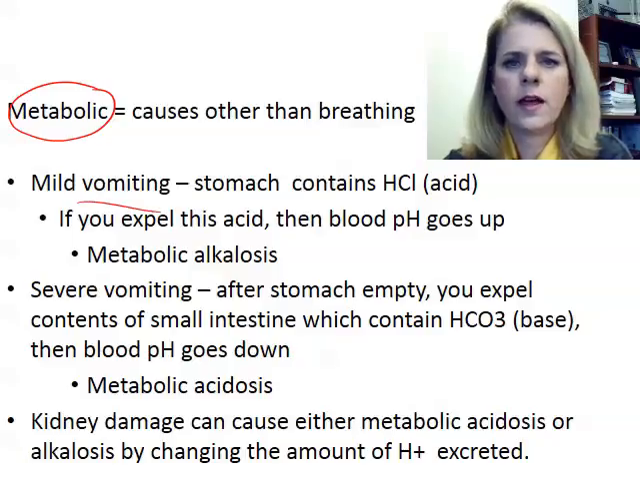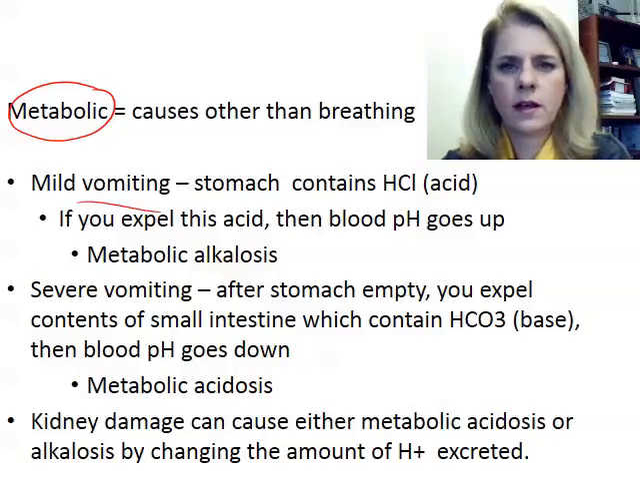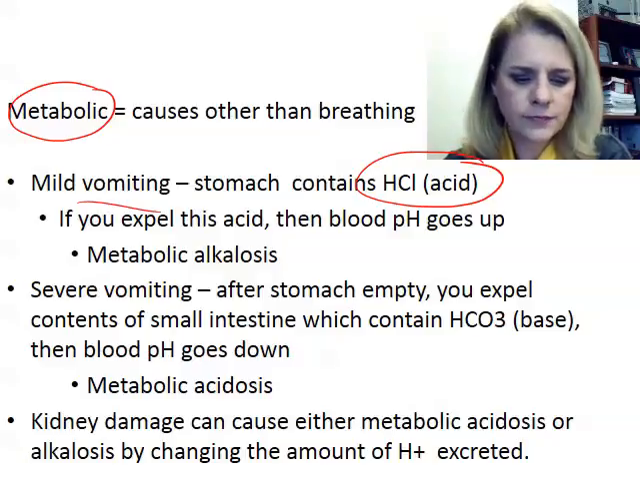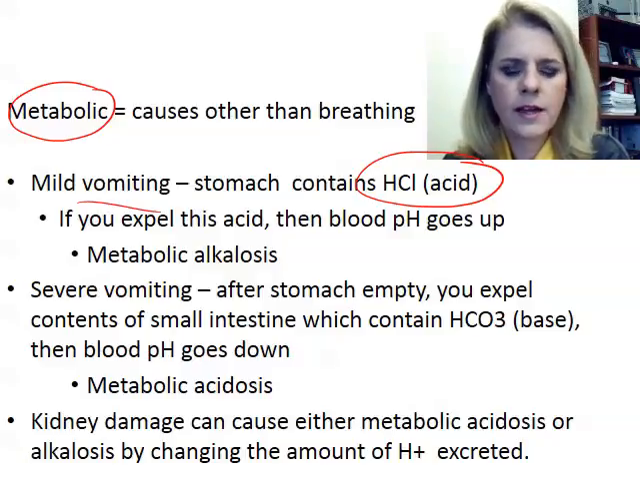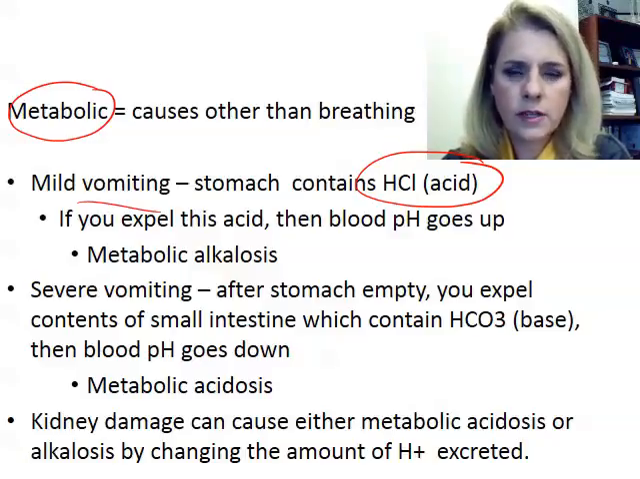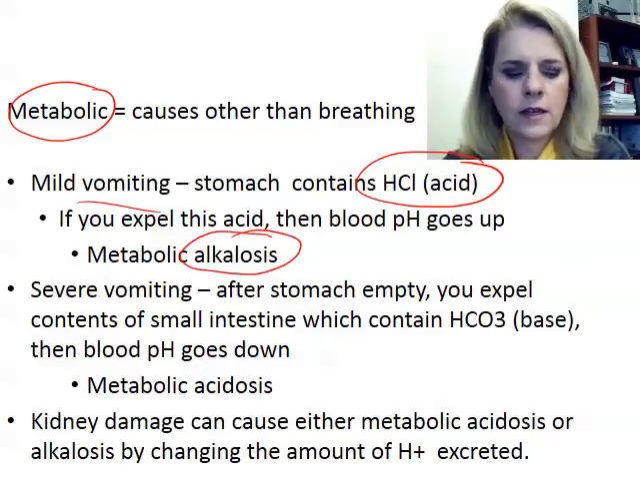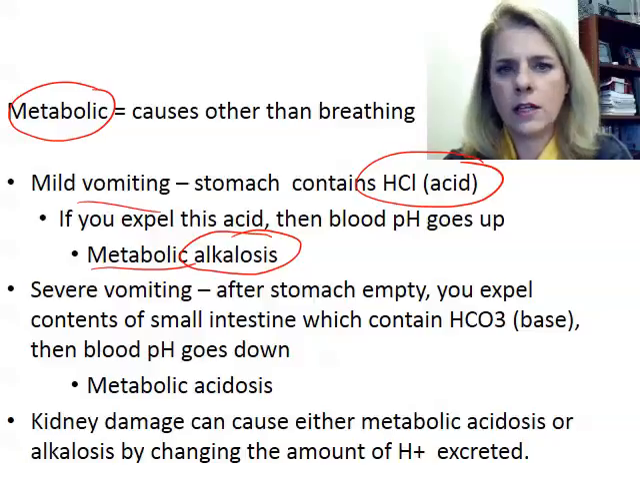So if you just have a quick stomach bug that doesn't last for long, you just throw up one or two times. Your stomach has an acid, hydrochloric acid, and if you get rid of that acid when you're throwing up, it'll actually start to affect your blood pH. So if you get rid of that hydrochloric acid, then your blood pH is going to go up. You're going to become more alkalotic, or more basic, and we call that metabolic alkalosis.